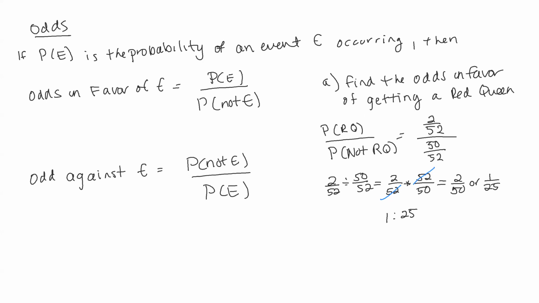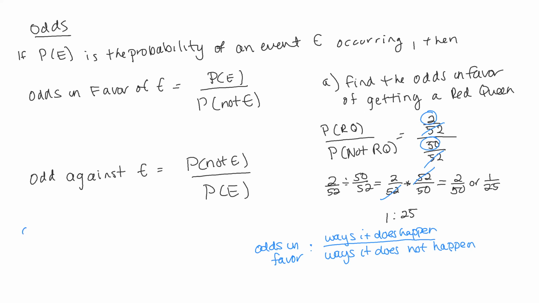Basically, what ended up happening, instead of doing this long division, the denominators are always going to cancel out, and you're just left with the numerators. So you're just looking for the ways it does happen and divide it by the ways it does not happen. Or that's for odds in favor.